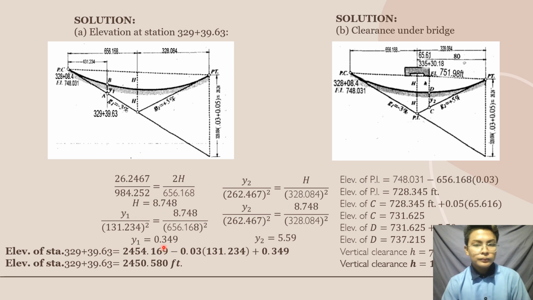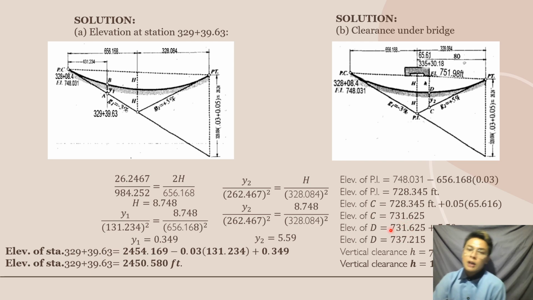Next is the clearance under the bridge. We must first get the elevation of the point of intersection. 748.031 is subtracted by 656.168 times 0.03, which is equal to 728.3545 feet. Next is to get the elevation of C, which is equal to 728.345 feet, our PI, plus 0.05, our G2, times 65.616. So our C is equal to 731.625.